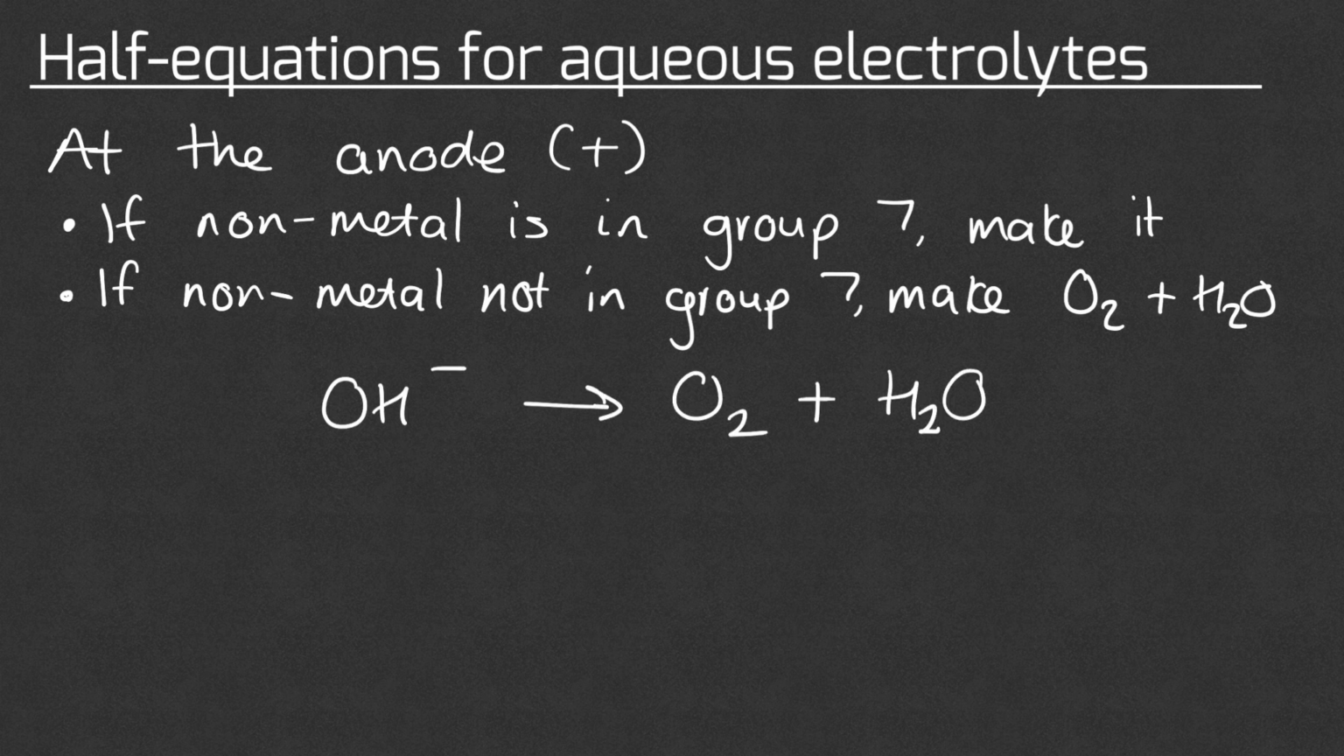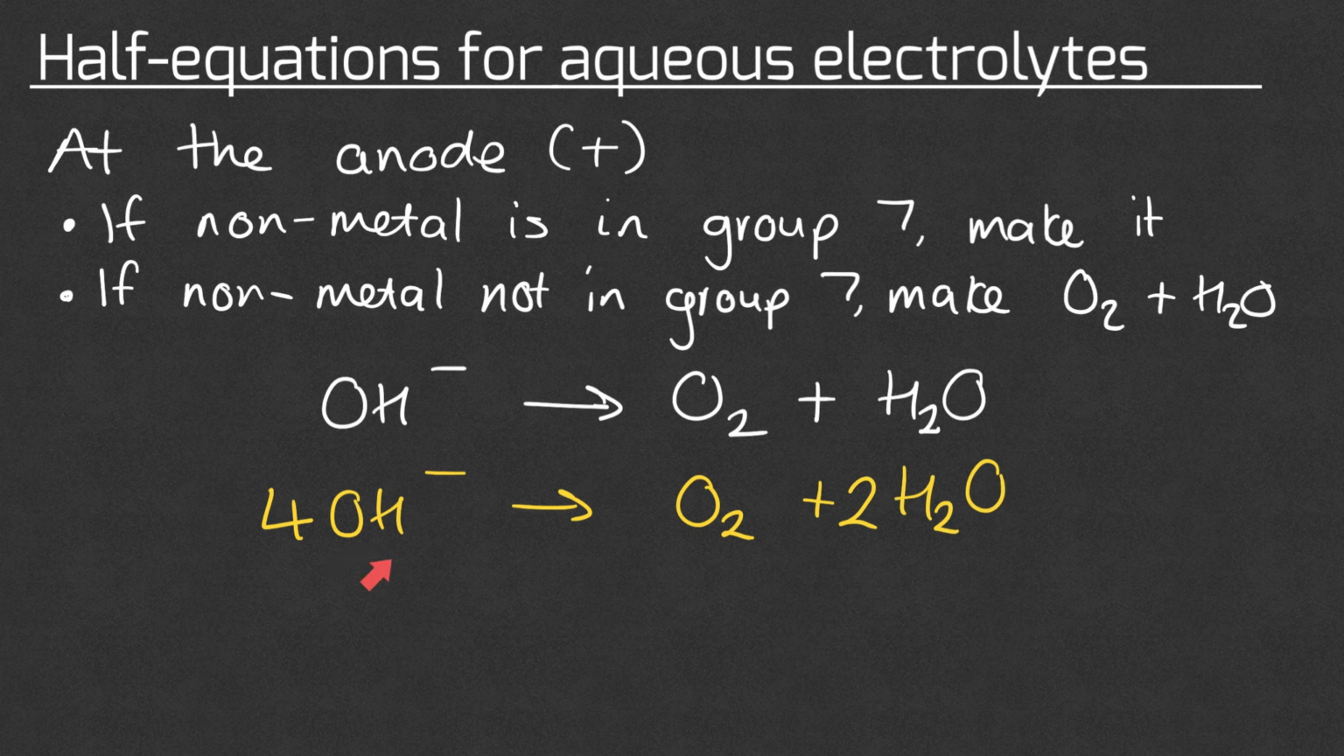So we're going to start off by writing the equation. We know that at the anode, in an aqueous solution, we're going to have OH- ions, and we know that's going to form O2 and H2O. The next step is to balance the equation. We've got 1 oxygen and 1 hydrogen on the left-hand side, and we've got 3 oxygens and 2 hydrogens on the right-hand side. So we can balance this equation as follows. Now we have 4 oxygens and 4 hydrogens on the left-hand side, and 4 hydrogens and 4 oxygens on the right-hand side. So our equation is balanced.